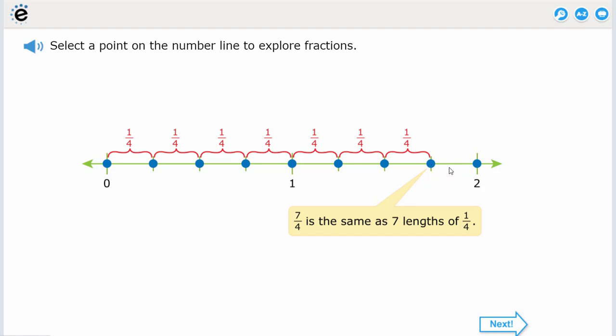And what about the whole two? The whole two is 8/4, which is the same as 8 lengths of 1/4. Great work, Muhammad. Thank you.